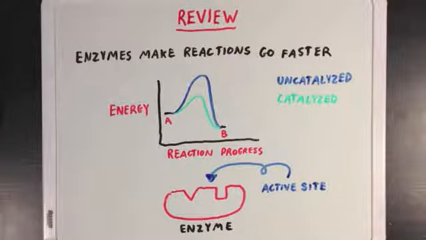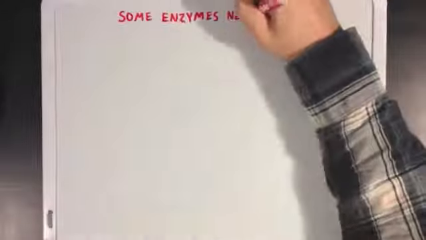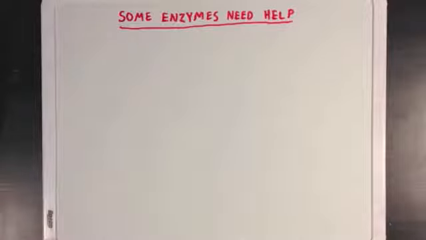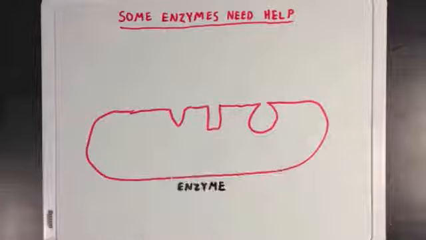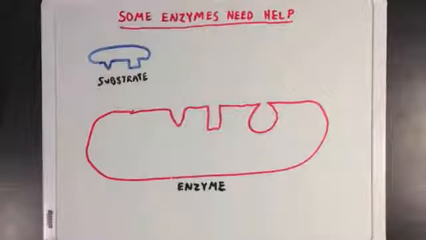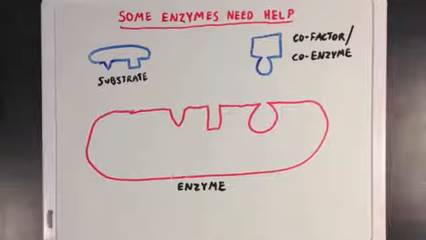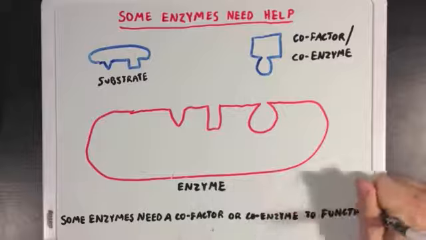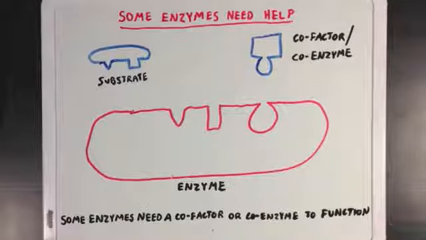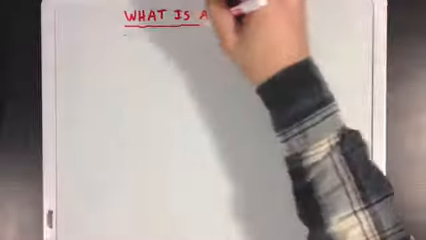Now, not all enzymes are able to catalyze reactions on their own, and some need a little help. So if we have our enzyme here trying to react with our substrate over here, sometimes something called a cofactor or a coenzyme will be needed, which will also need to bind to the enzyme in order for it to function properly. And we're going to go over what coenzymes and cofactors are and exactly how they work. So first we'll talk about what a coenzyme is.